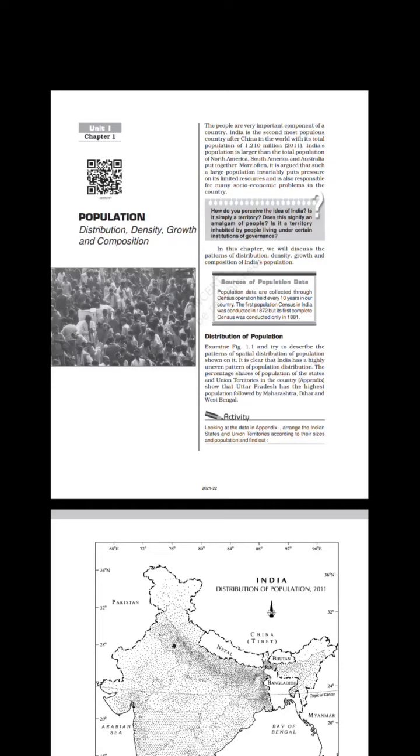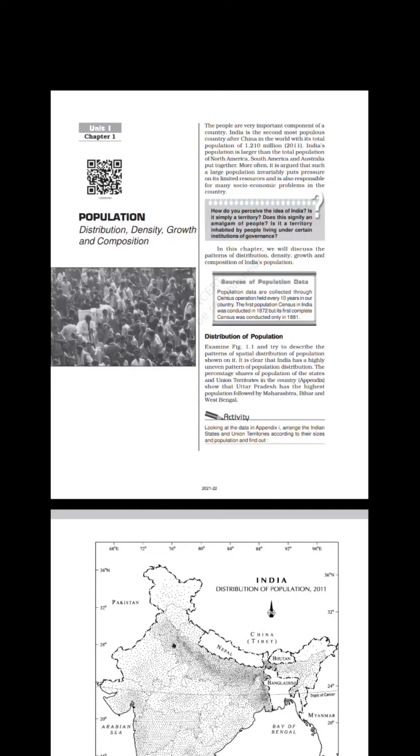Distribution of population. Examine figure 1.1 and try to describe the patterns of spatial distribution of population shown on it. It is clear that India has a highly uneven pattern of population distribution. The percentage shares of population of the states and union territories in the country appendix show that Uttar Pradesh has the highest population followed by Maharashtra, Bihar and West Bengal.